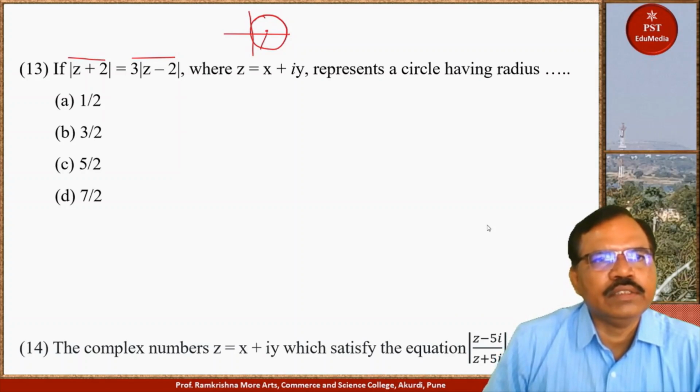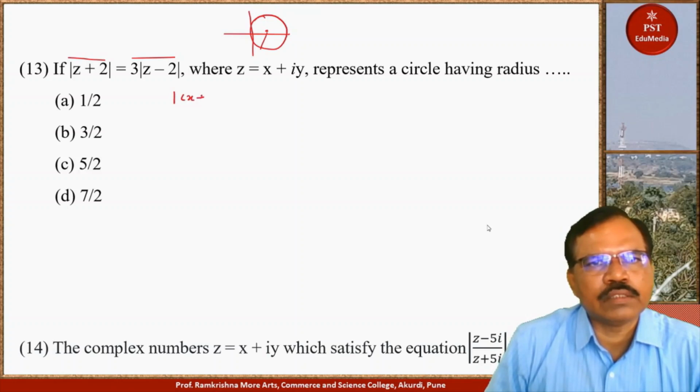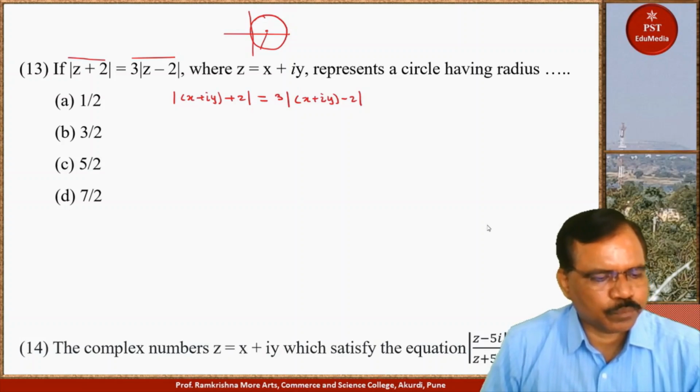So here z plus 2, that is x plus iy plus 2, and modulus of that is equal to 3 times modulus of x plus iy minus 2. So we can write like this.